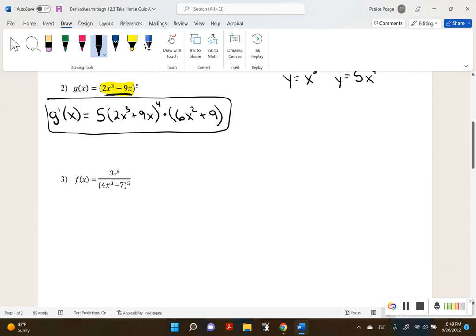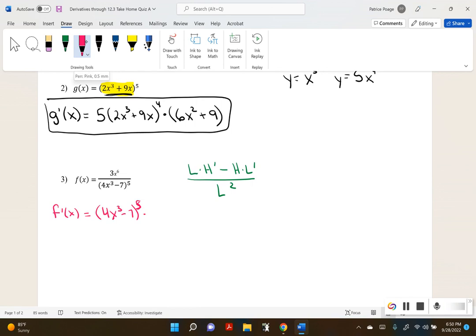Okay, number 3 is a quotient rule. So we're going to use our quotient rule, low d high minus high d low over the square of what's below. So we're going to have low, just write it down, times d high. The derivative of 3x to the 6th is 18x to the 5th. It says low d high, minus high, just going to write it down, d low. The derivative of the low part.